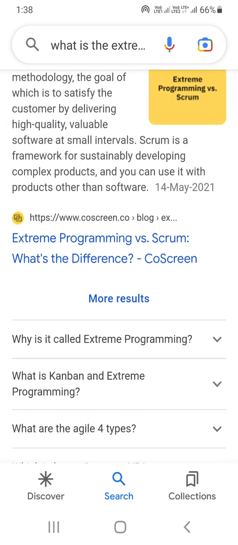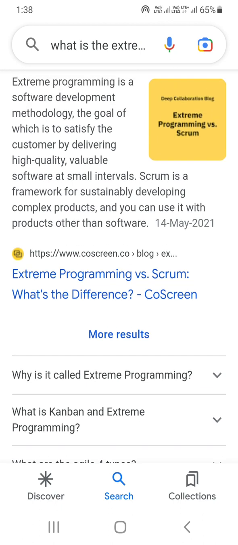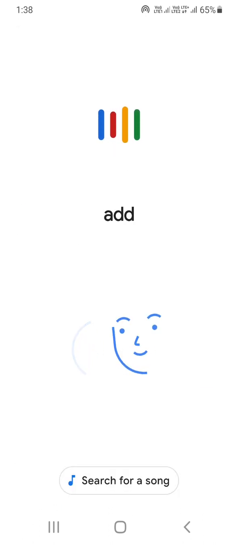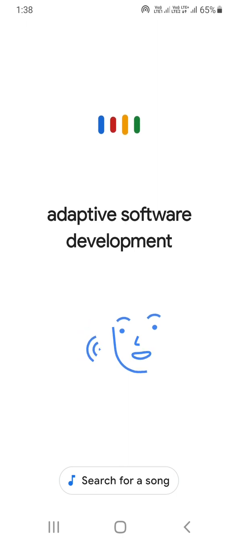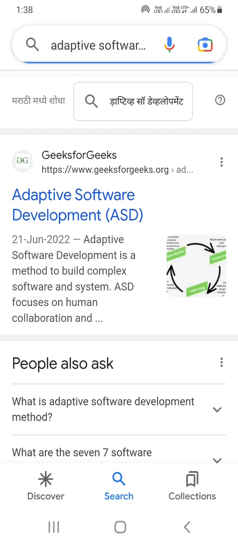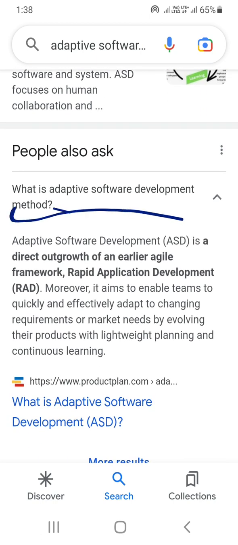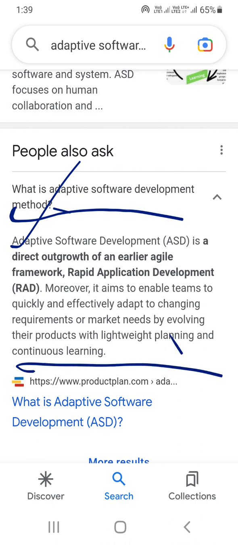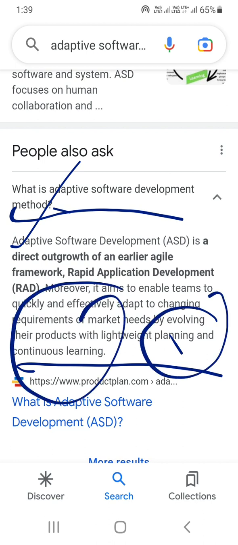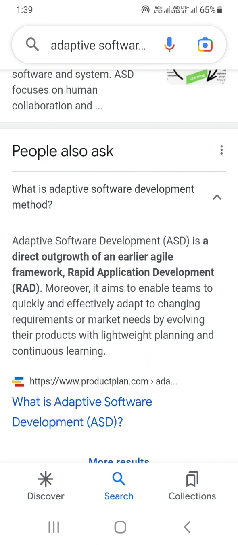Now understand adaptive software development. Adaptive software development method is a direct output of an earlier agile framework, rapid application development. Moreover, it aims to enable teams to be effective without changing requirements, to evolve their product to market needs, with lightweight planning for continuous learning.